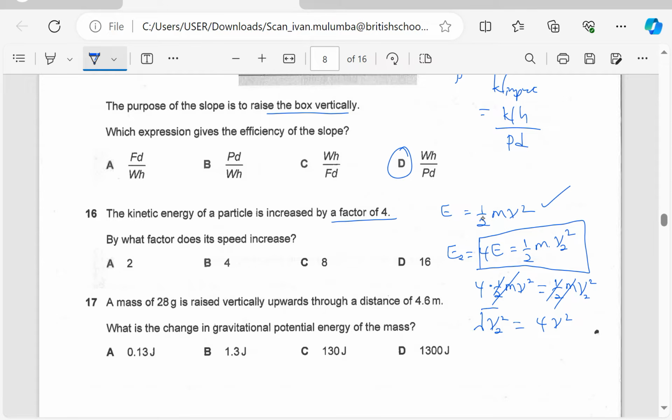So I take the square root of both sides. The root on the left-hand side is v2. The root on the right-hand side is going to be twice v. So the speed is going to be twice v. So the speed increases by a factor of 2. So the answer is going to be A.